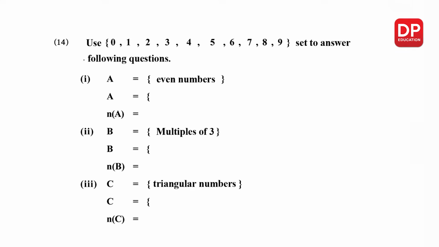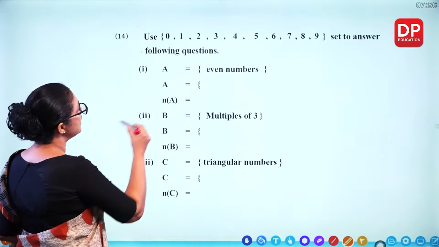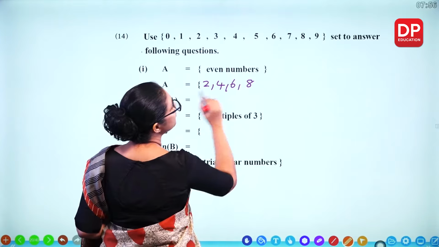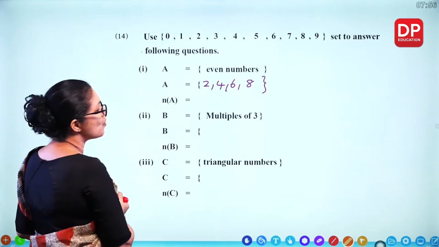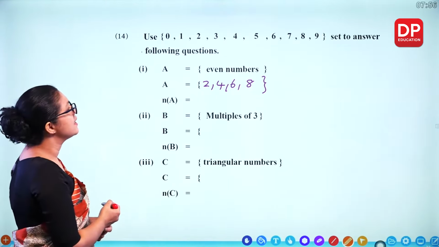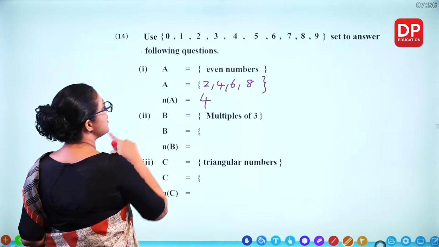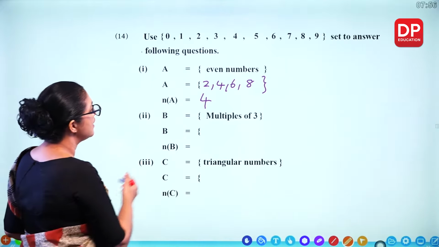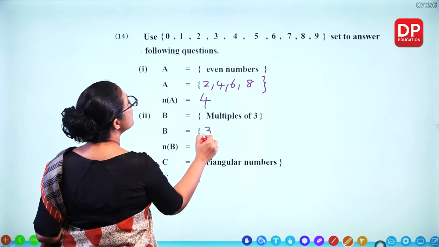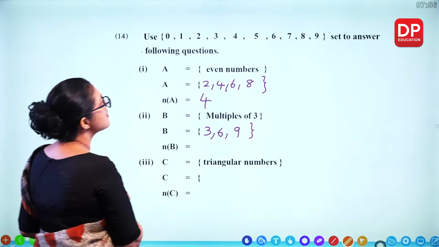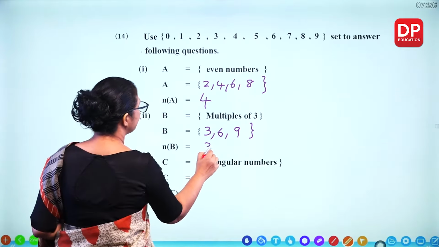Use this set to answer the following questions. So you have to consider all digits 0 to 9. Even numbers out of that, you can say 2, 4, 6, 8. So how many elements are there? You get 4. So n(A) means 4. Multiples of 3. What are the multiples of 3? 3, 6, 9. 3, 6, 9 means 3.